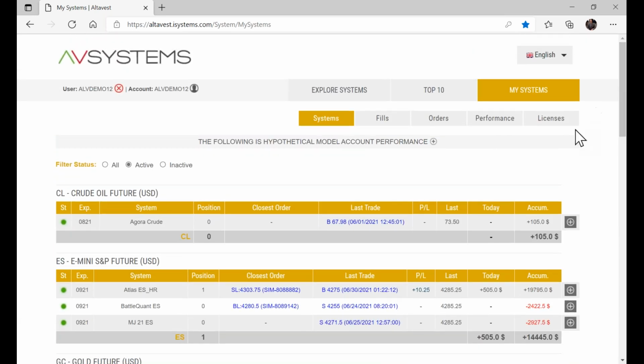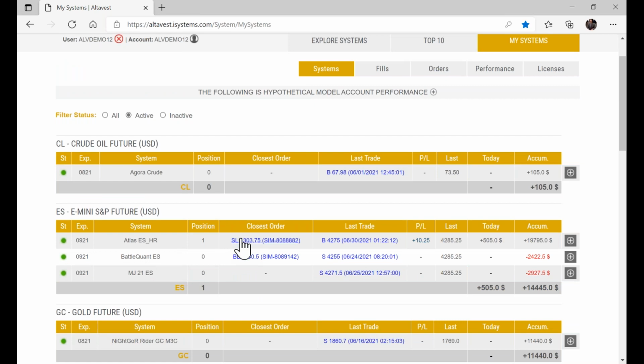Now, let me show you, everything is transparent. So what do I mean by that? Nothing is hidden. You can see here, let's look at this Atlas ES. It's currently in one position here. And the closest order here is a stop loss at 4303.75. The last trade was a buy at 42.75. The current P&L is 10 points. Last traded at 42.85, and so on and so forth. So everything is visible. You get to see what's happening.